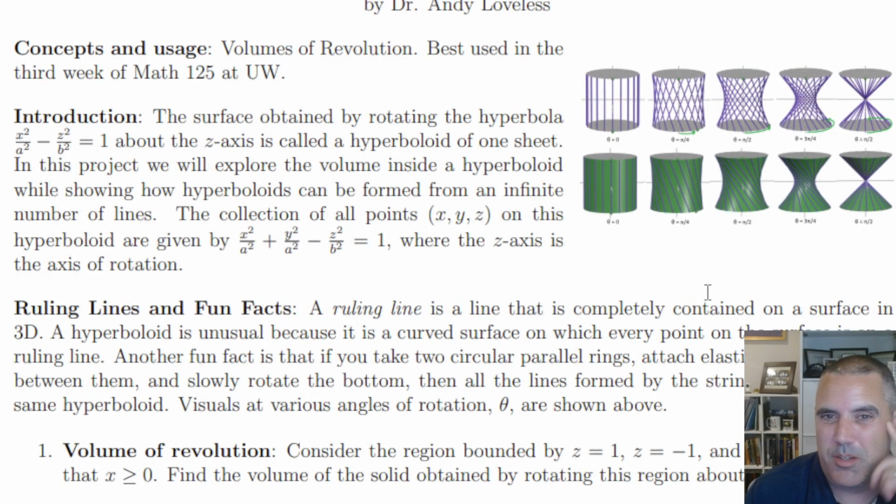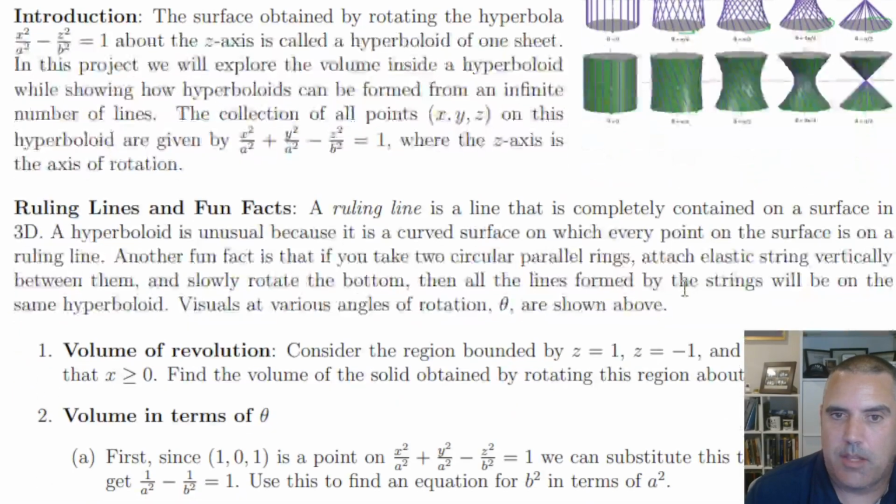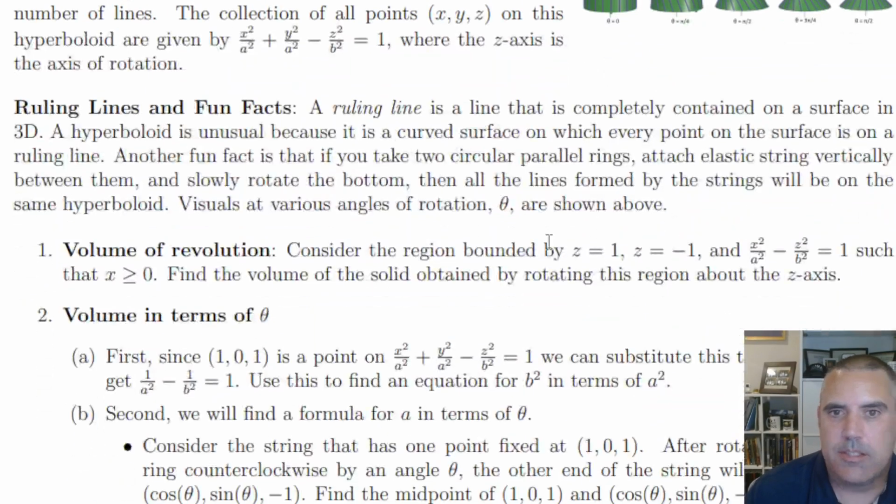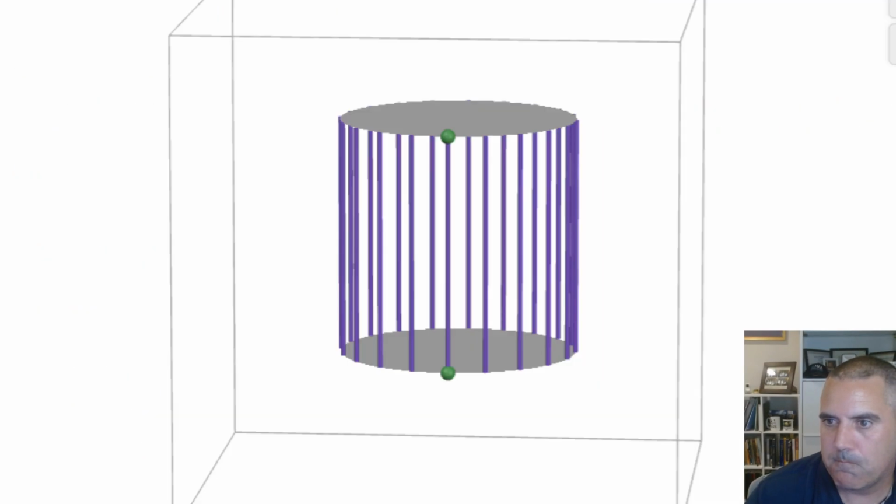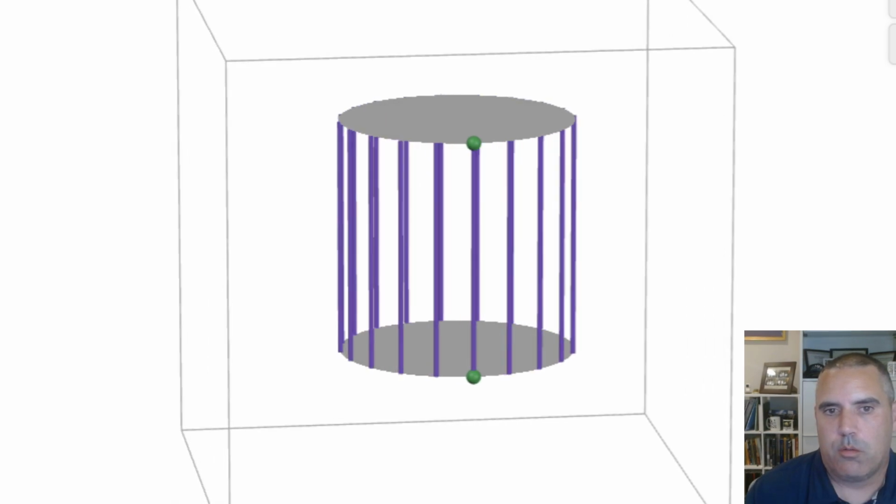Now, one thing I find interesting is that every point on them is on a line, even though they're a curved surface. So it's a chance to do a volume of revolution, but I also answer a question that I've thought about before and never sat down and done. So here's the question.